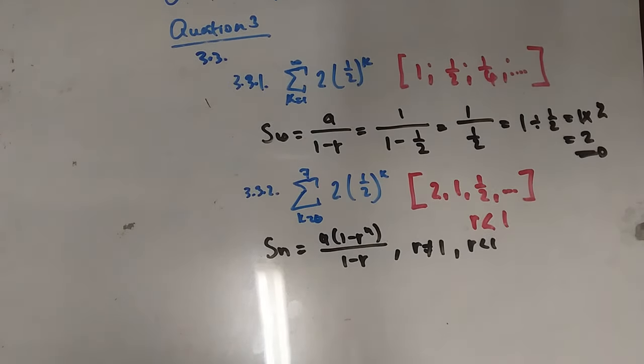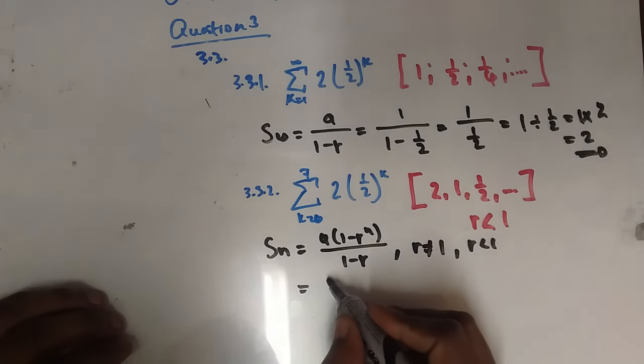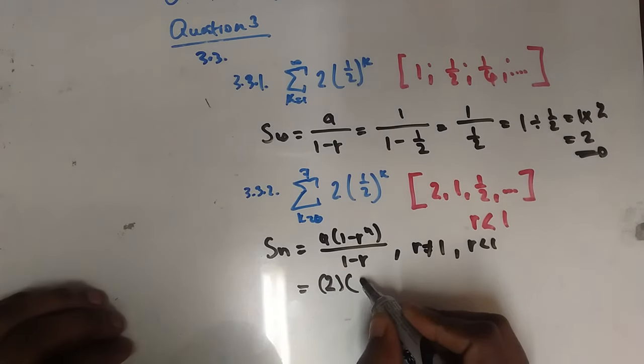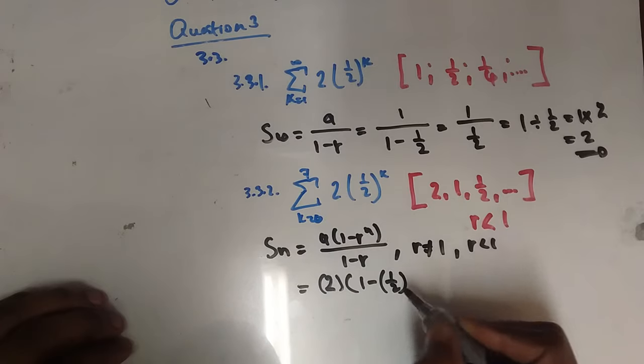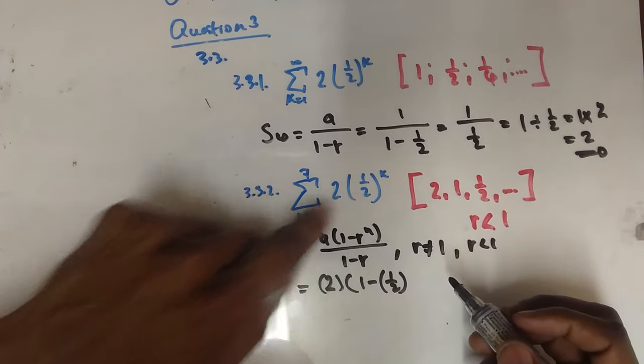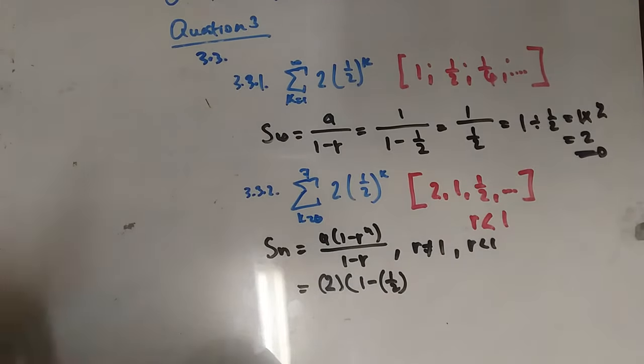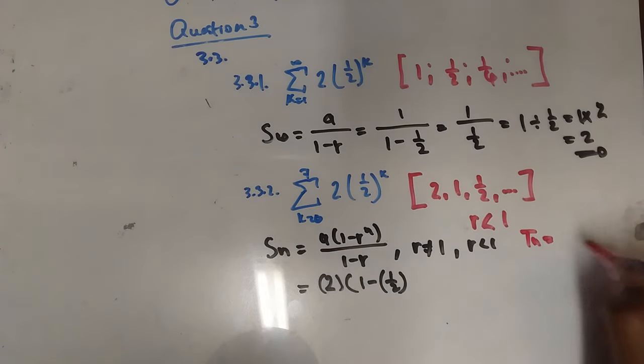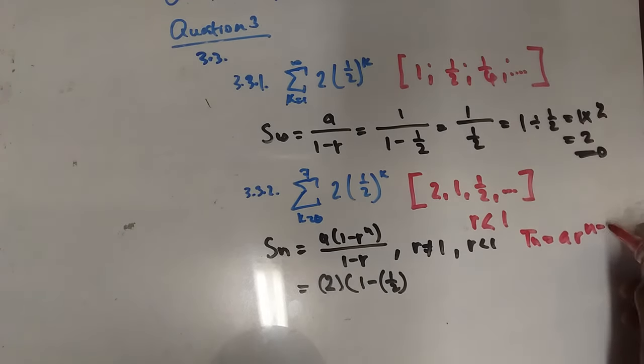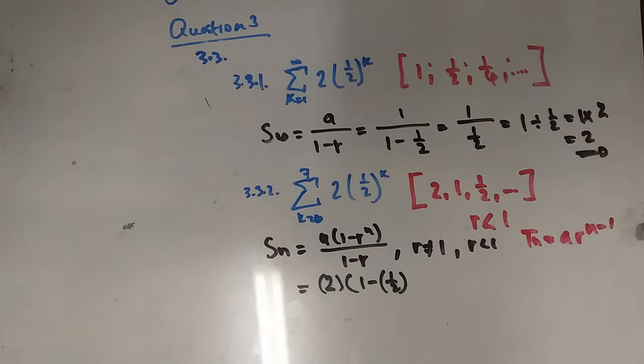Okay, so the value of a in this case is equal to 2, and then you've got 1 minus 1 half. This is given by that. Okay, because we know the general term of a geometric sequence Tn is given by a times r to the power n minus 1. So we need to be very careful when you do such questions.